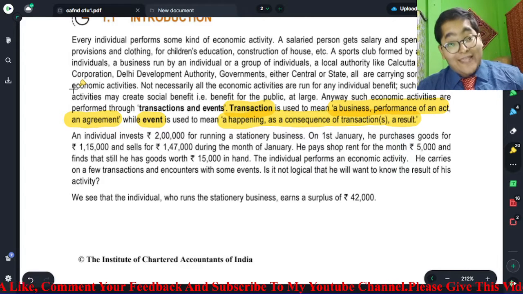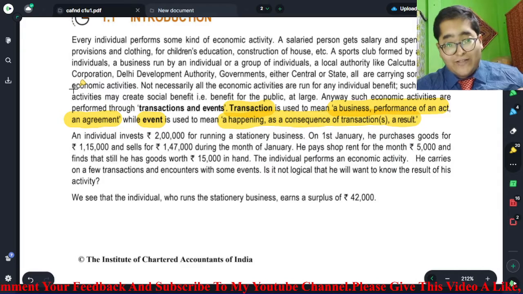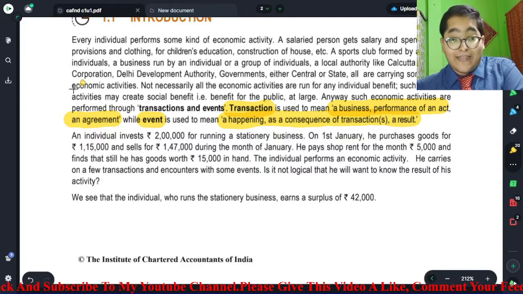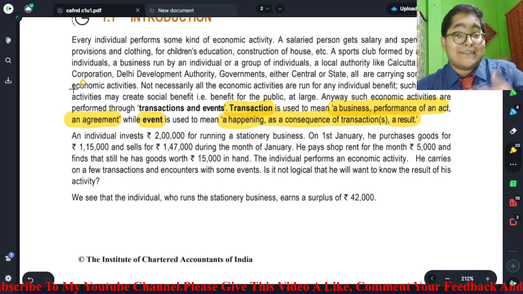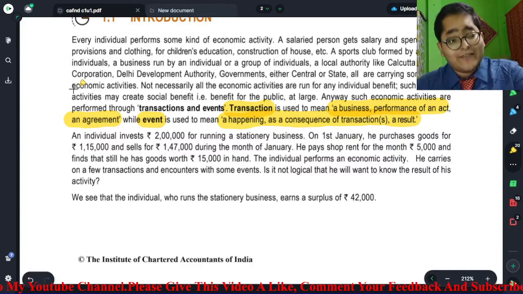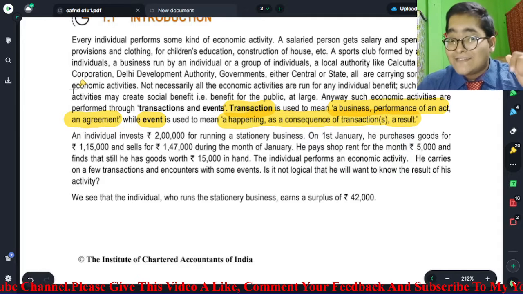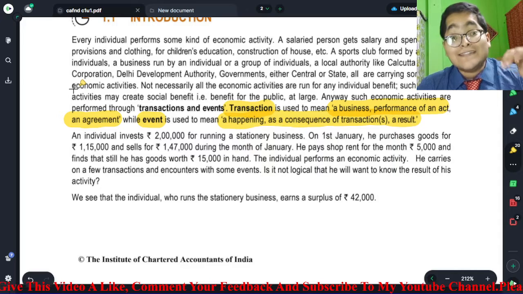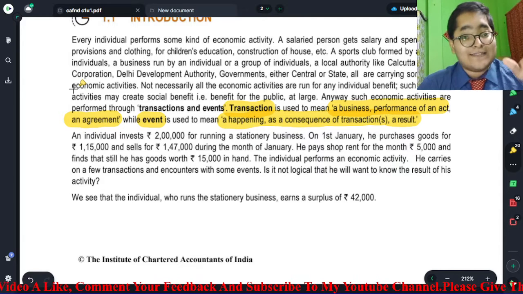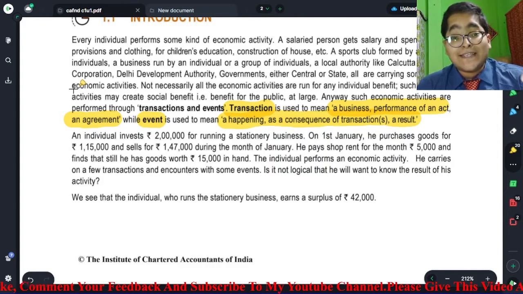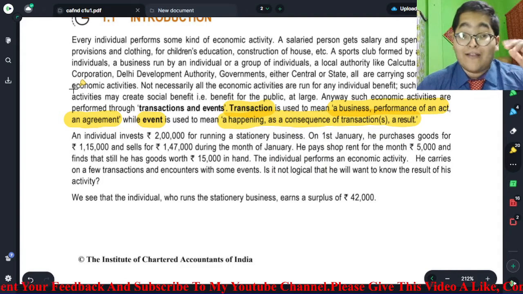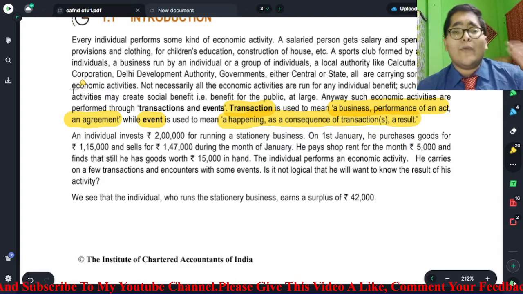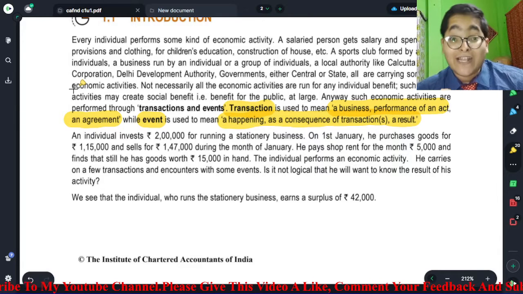He is purchasing for rupees 1,15,000. He is having 15,000 goods in his storage or in his godown, and he is selling out for 1,47,000. So what is this? He is earning a profit of 42,000, right? In this case, the earning of profit is an event. The purchasing and selling of the goods are an example of transaction. So from here we can understand the topic of transaction and event.